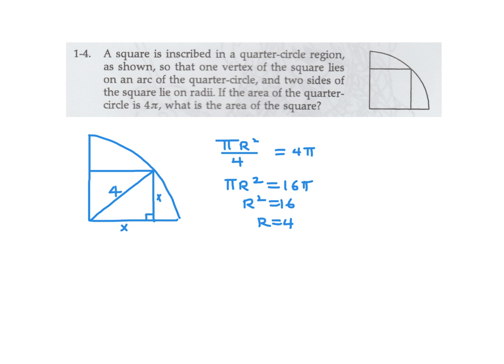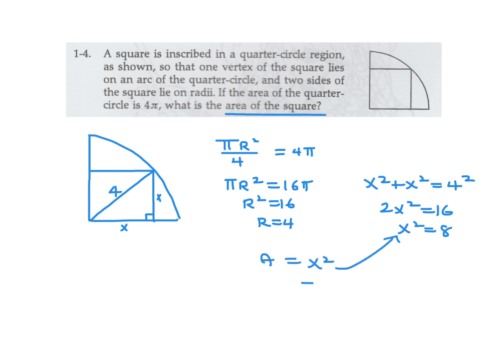And since that's a square, that's a right angle. And we can easily figure out the length of the side. So x squared plus x squared using Pythagoras would be 4 squared. So 2x squared would be 16. And therefore x squared is 8. And this area of the square is x squared. Well, x squared is 8. So there we go. 8 is the area of the square.